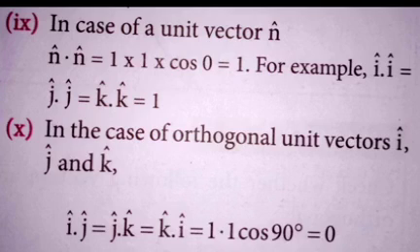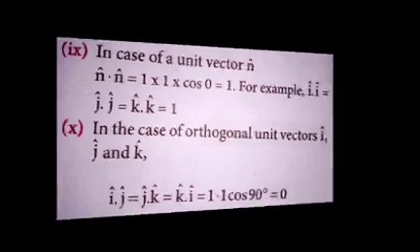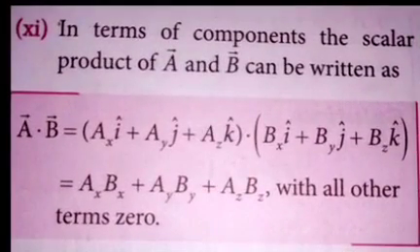Then 10th property, in the case of orthogonal unit vectors. Orthogonal means the angle lies at 90 degrees. For any two different unit vectors, that is i cap, j cap or k cap, the angle should be equal to 90 degrees. Therefore cos 90 will be 0. So therefore we get 0.